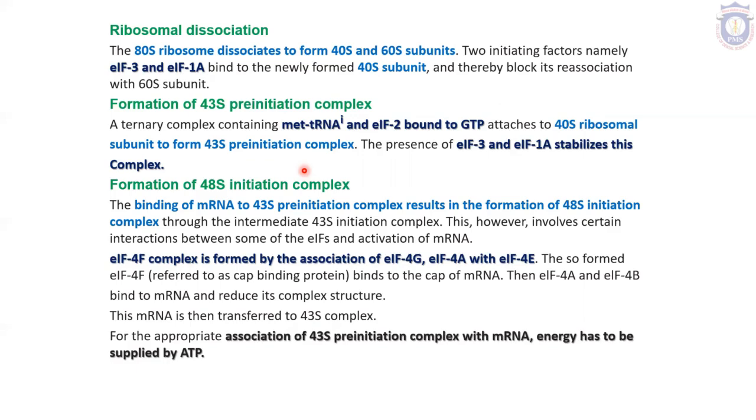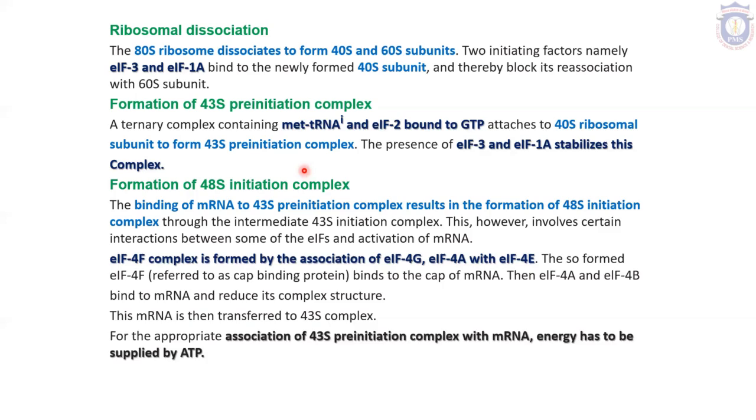Formation of 48S initiation complex. The binding of mRNA to the 43S pre-initiation complex results in the formation of the 48S initiation complex through the intermediate 43S initiation complex. This, however, involves certain interactions between some of the eukaryotic initiation factors and activation of mRNA.